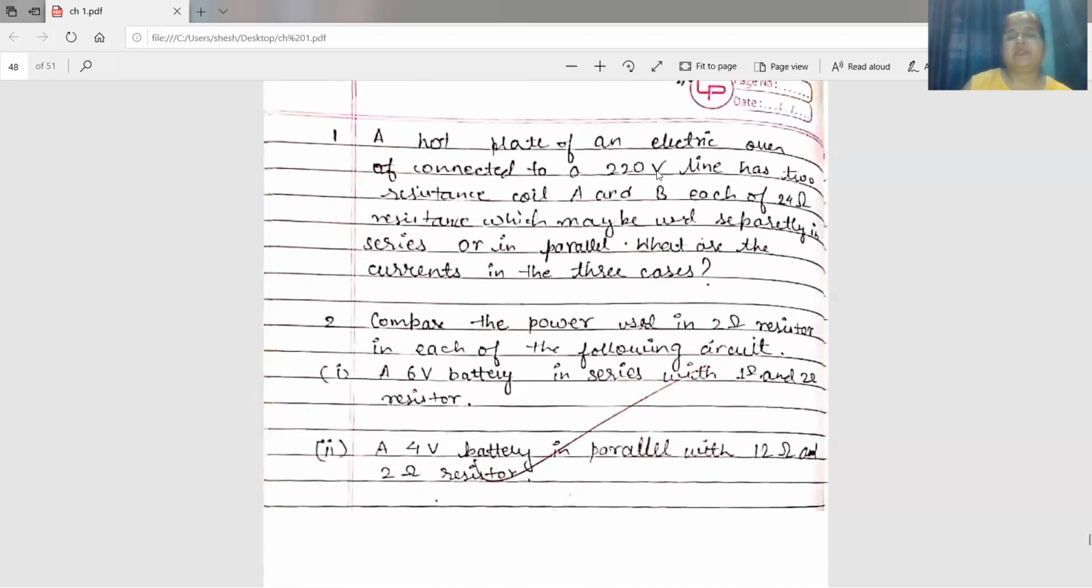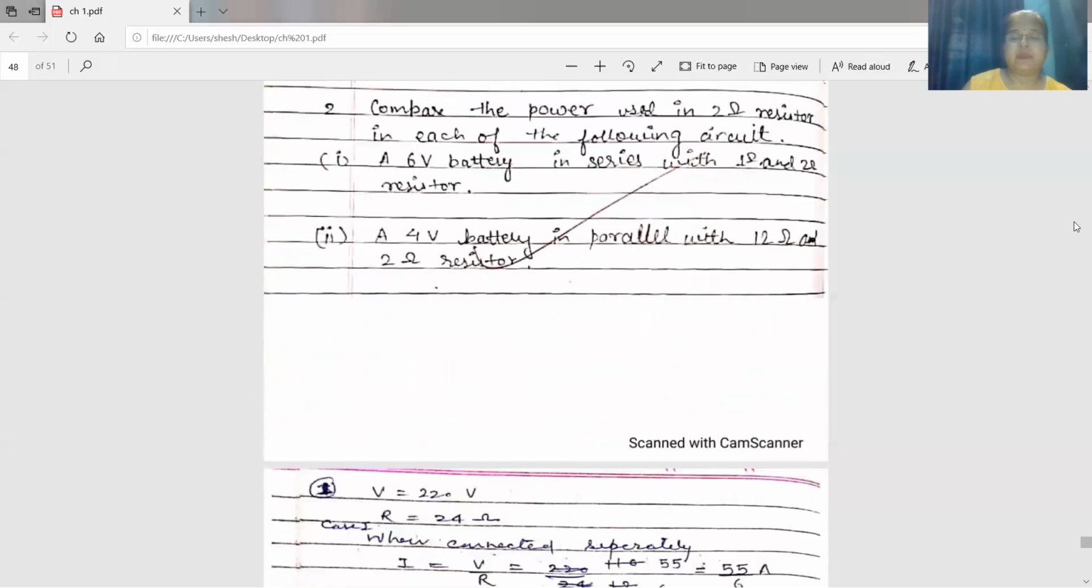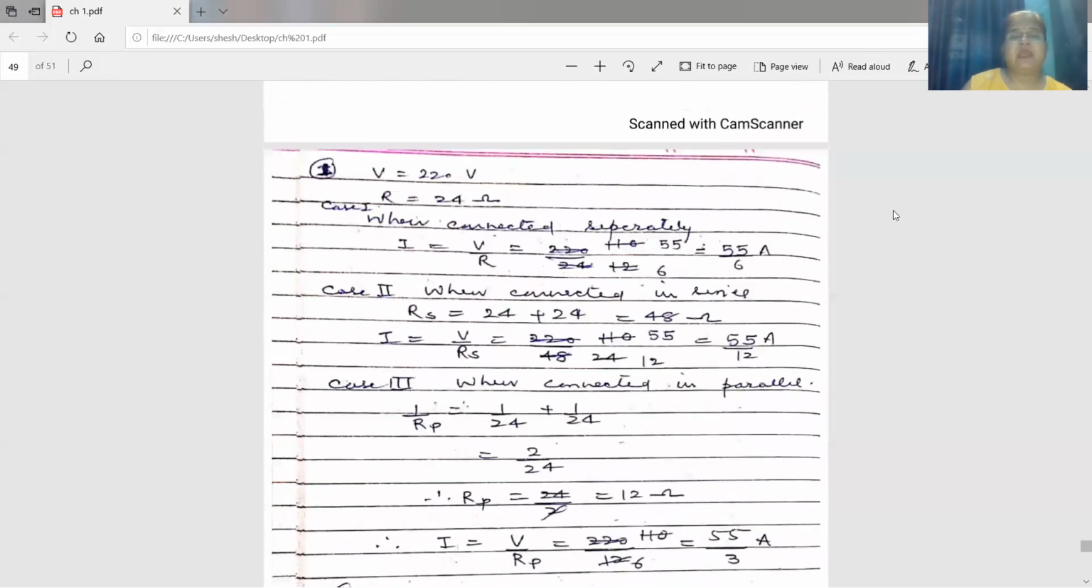So 220 is the potential difference, 24 is the resistance. There will be three cases. First case, when they are used separately, in that case I equals V by R. V is 220, resistance is 24. When you solve it, you will get 55 by 6 ampere.